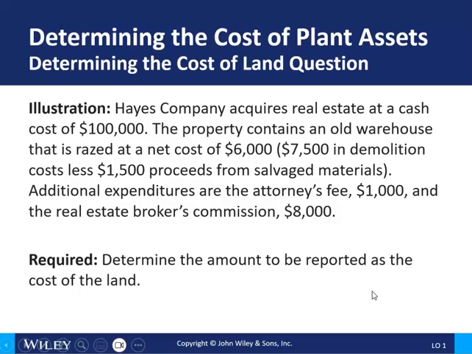Hayes Company acquires real estate at a cash cost of $100,000. The property contains an old warehouse that is razed at a net cost of $6,000. So we had $7,500 in demolition costs, and we recognized $1,500 of proceeds from salvaged materials. Then we had an attorney's fee of $1,000, and a real estate broker's commission of $8,000. What is the amount to be reported as the cost of land?